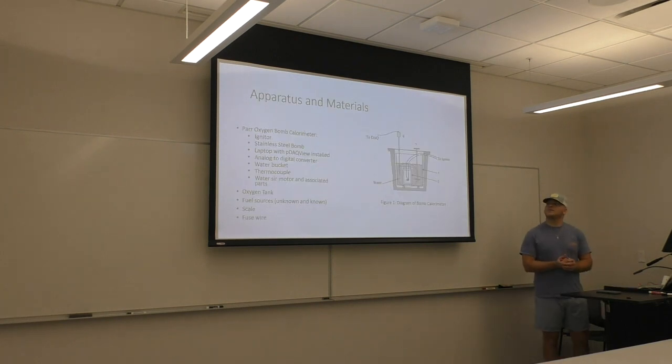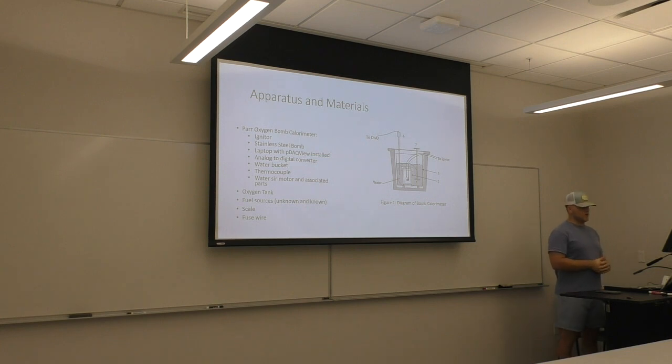So here are the apparatus and materials. We have the overall diagram of the bomb calorimeter. We have the igniter on the right. We have the stainless steel bomb, which is number 2. We have the laptop and the PDAC view installed and the analog to digital converter up on the top left. We have the water bucket, which is number 5. We have the thermocouple, which is 6, and the water stir motor, which is number 7. Also on the side you have the oxygen tank and the fuel sources, the scale, and the fuse wire.